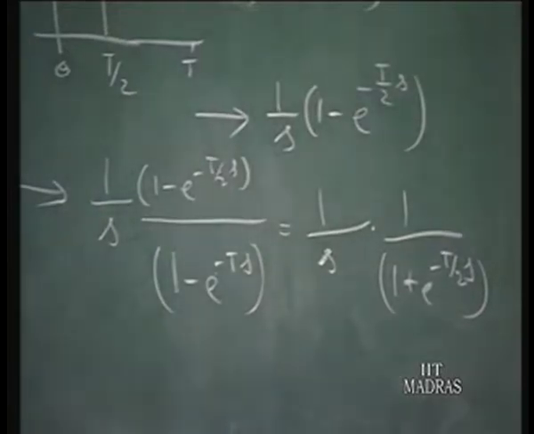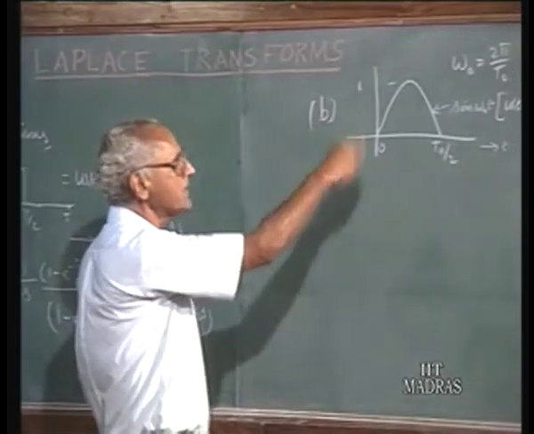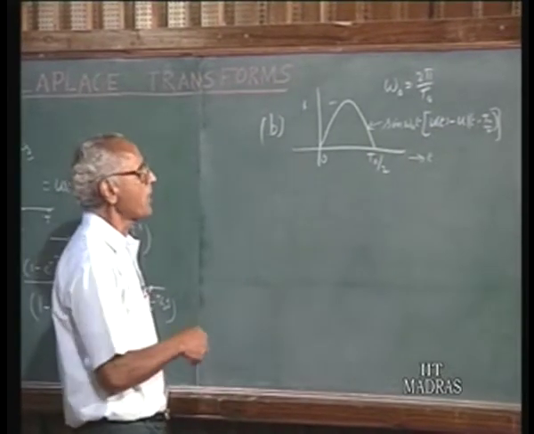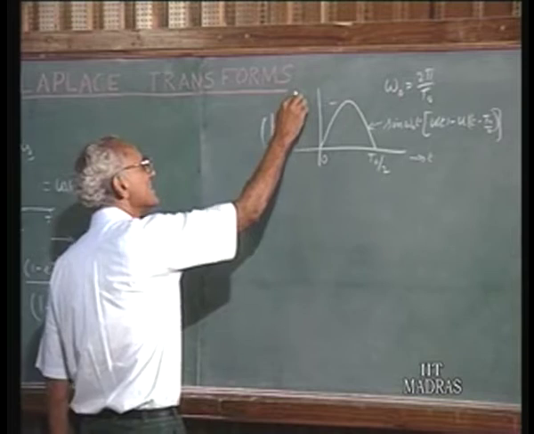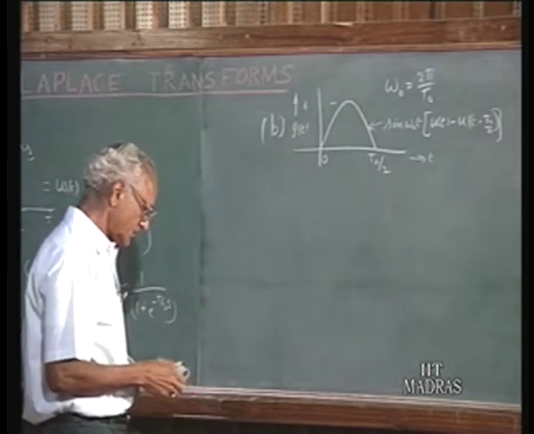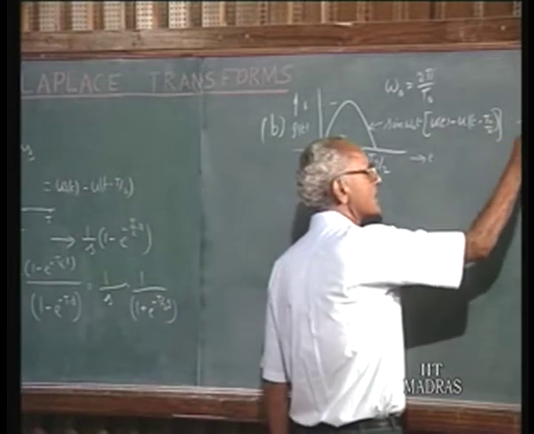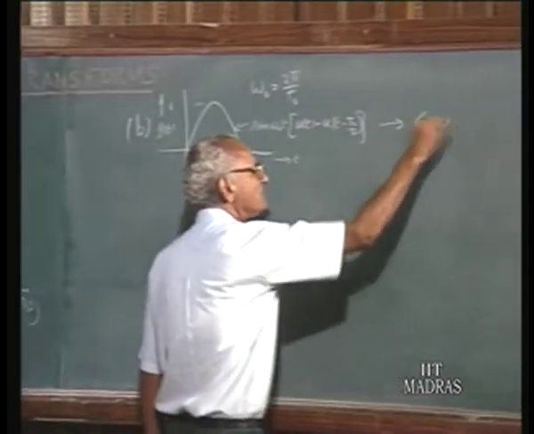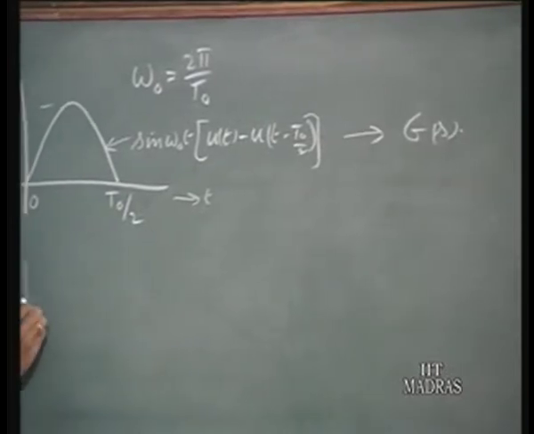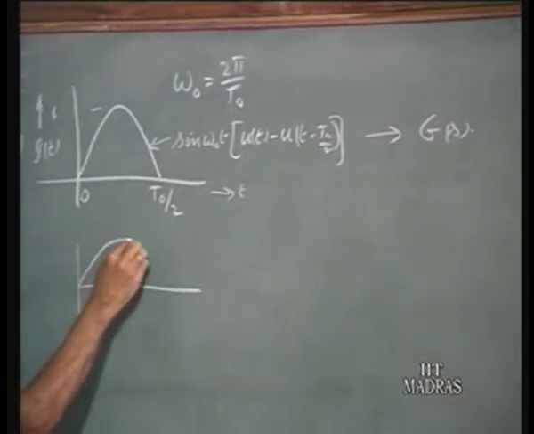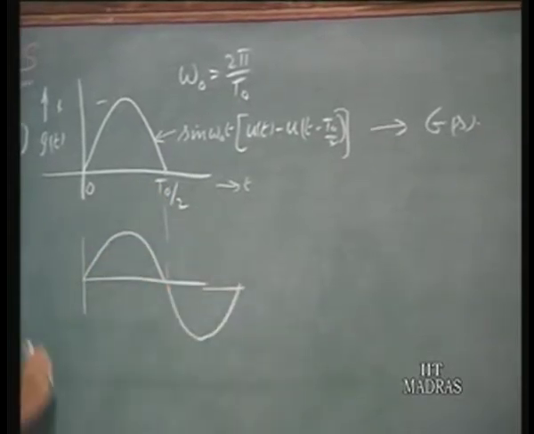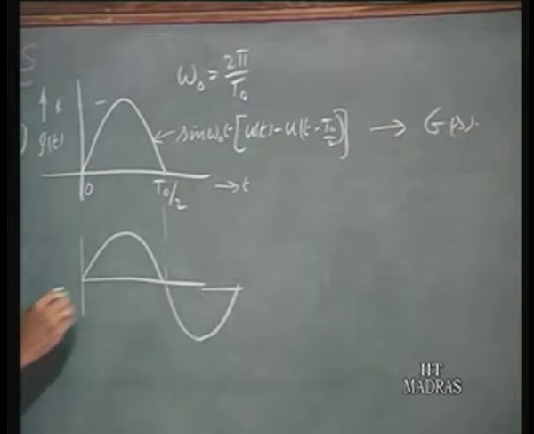Now when you go to B, we have derived this in a different fashion, but now I would like to derive it using the property of the periodic function. Suppose I call this g of t. Then let me say that this has a Laplace transform G of s. Now suppose I extend this like this. I complete the sine function for one complete period.